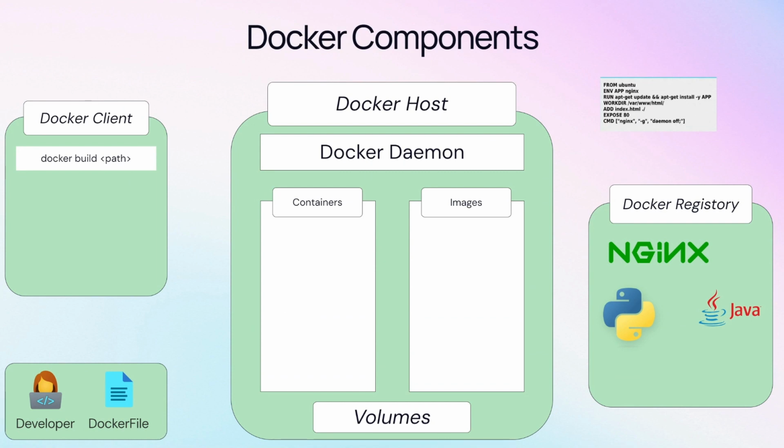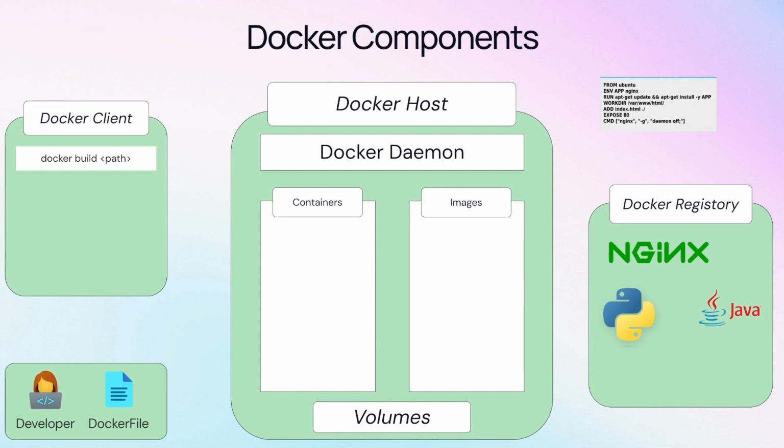Now let's see some commands and understand the workflow of this architecture. So here is the docker build command. The docker build command is used to build the image in the Docker host, and you have to give the path here: docker build path.